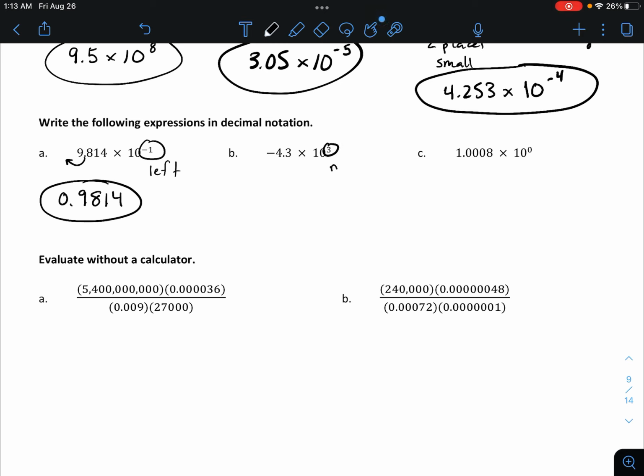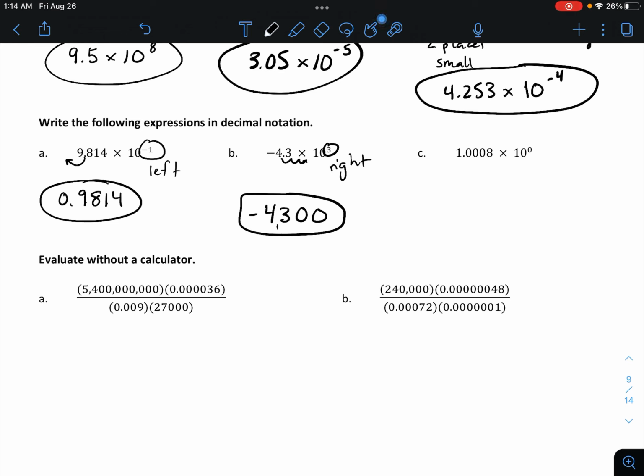Over here, I've got a power of 3, so I'm going to move it right 3 places, right? 1, 2, 3. We're going to fill those with zeros. So this is going to be -4300, negative 4,300. Next one, letter C.